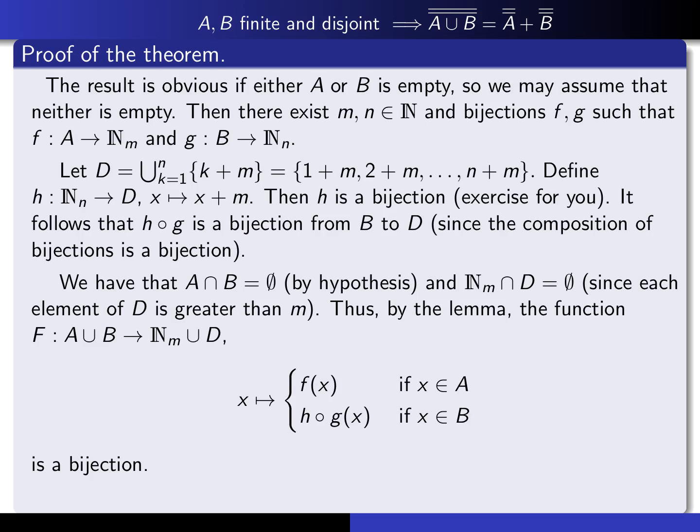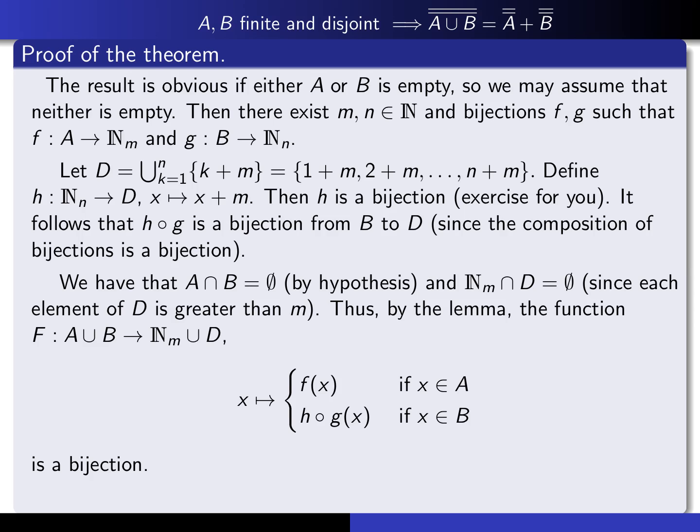And furthermore, we have a bijection from A into N sub m, namely this F, and we also have a bijection from B into D, namely this G composed with H. So applying the lemma, we can define a function capital F in this way, and the lemma guarantees that that is a bijection.